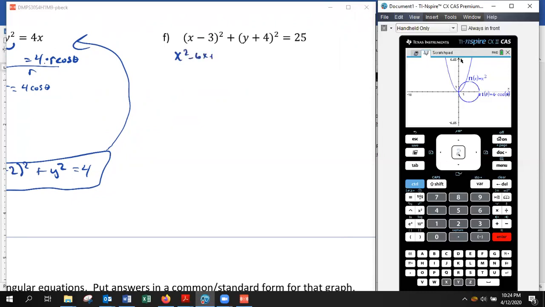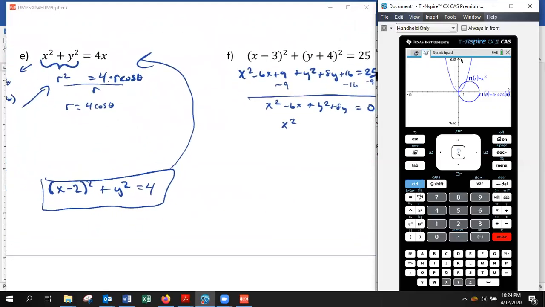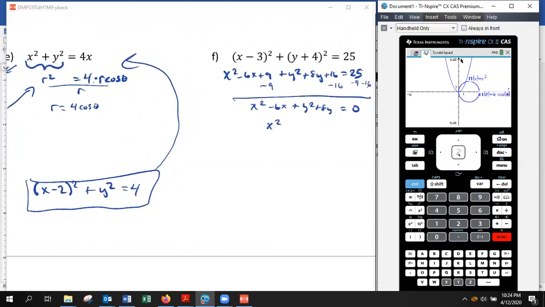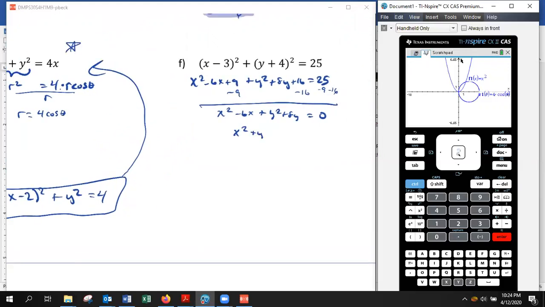X squared minus 6x plus 9 plus y squared plus 8y plus 16 equals 25. If we subtract 9 and subtract 16 from both sides, conveniently, that equals 25. So I now have x squared minus 6x plus y squared plus 8y equals 0. And I'm going to say, wait a second, E was a circle, so F is a circle, something similar. Let's look back to what we already know from E. Let's take it into that x squared plus y squared form.